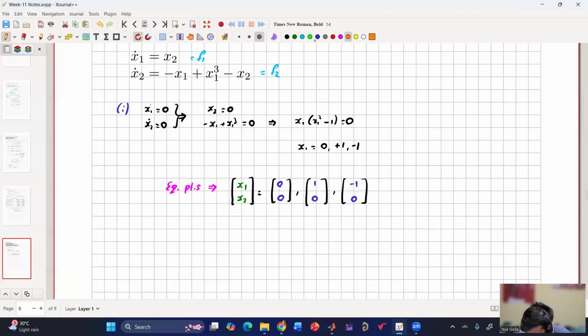The second point is the Jacobian. So I'm calculating the Jacobian J. Since it's a second order system, we'll have a 2 cross 2 matrix. And as we have discussed, the expression will be dou f1 by dou x1, dou f1 by dou x2, dou f2 by dou x1, and then dou f2 by dou x2.